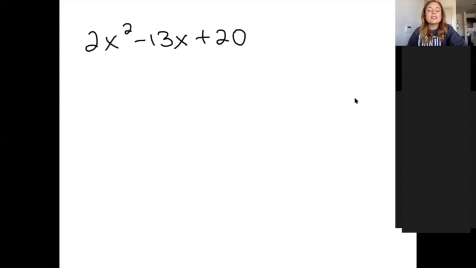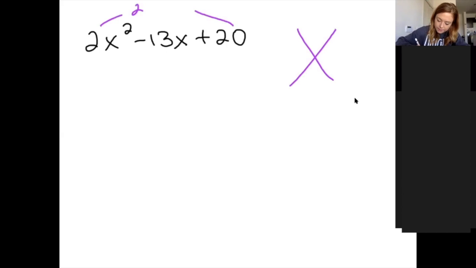So that means that we now have to use that x method. So we're going to create our big X, and then we're going to multiply A times C. Okay, so 2 times 20, what is that? Oh, shoot, my bad. 40. 40, okay. And then they were both positive, so it's positive 40. Okay, and then what goes on the bottom of my X? Who remembers? Negative 13. Negative 13, yep, my B value, and you have to keep that sign in front of the number. So it's going to be negative 13.